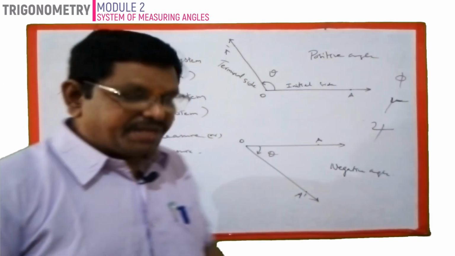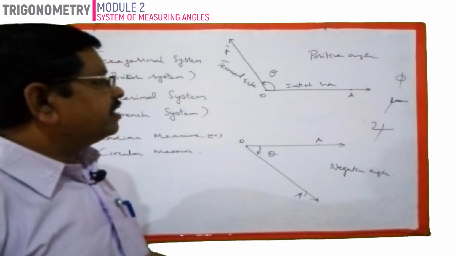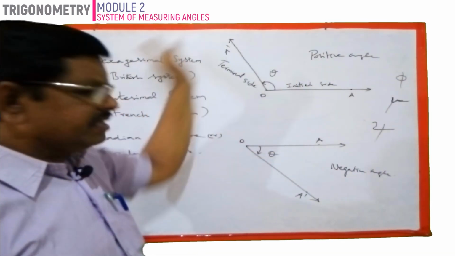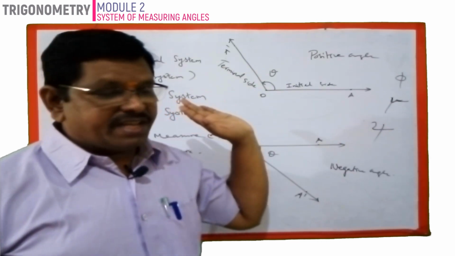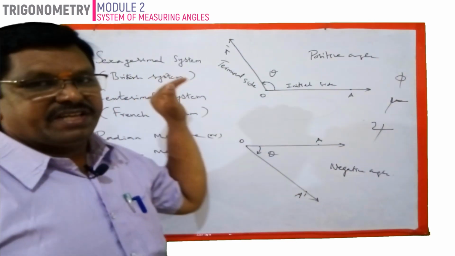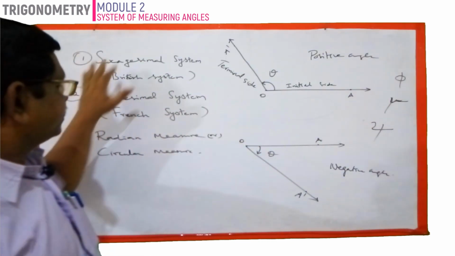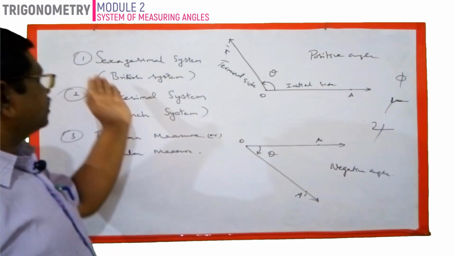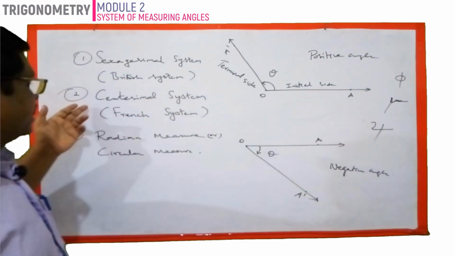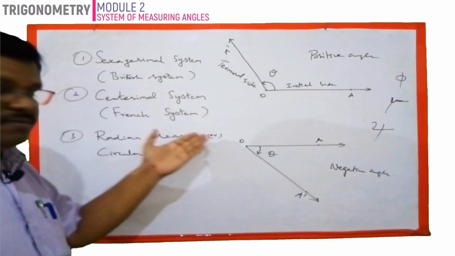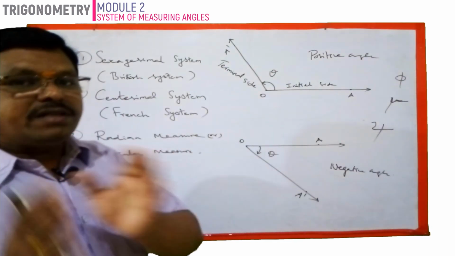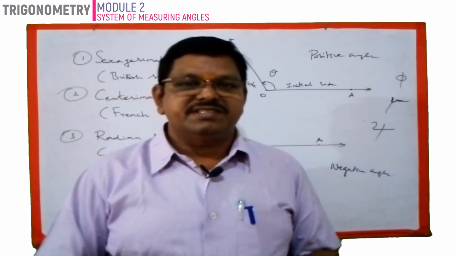So once again I repeat, always the positive angle is taken from the initial side to the terminal side in the anti-clockwise direction. Negative angle is taken in the clockwise direction. There are three different measuring systems. They are called the sexagesimal system, whose other name is British system, the centesimal system or French system, and the third one is radian measure or circular measure. What these three are, that's what we are going to discuss in this module.